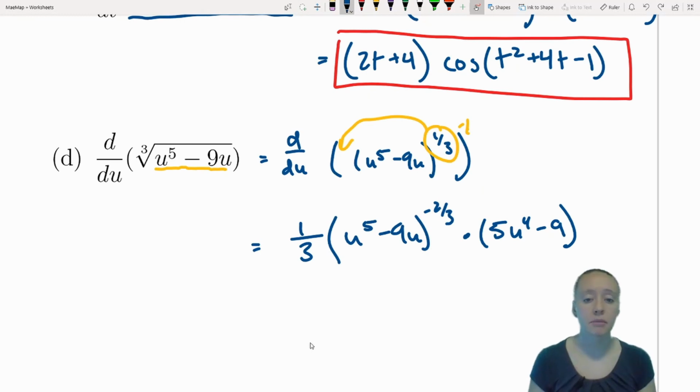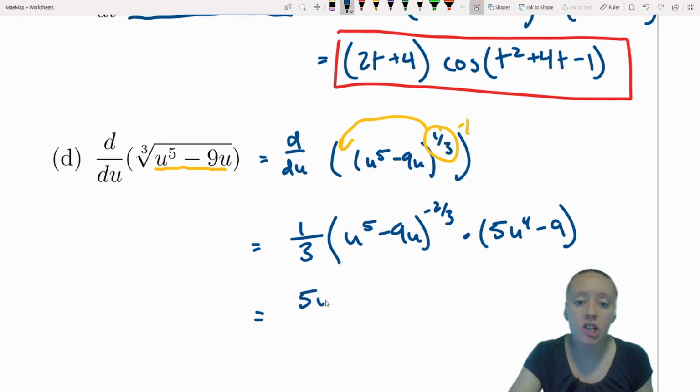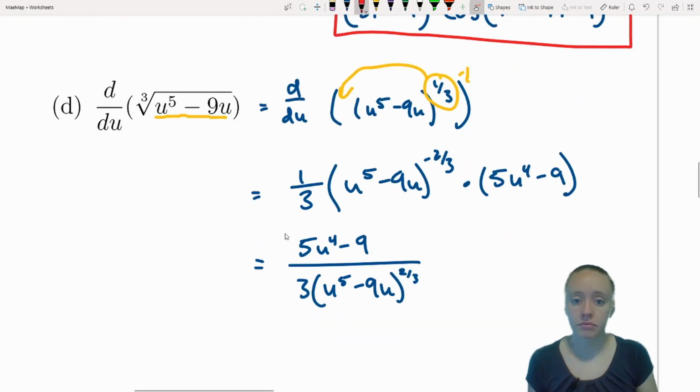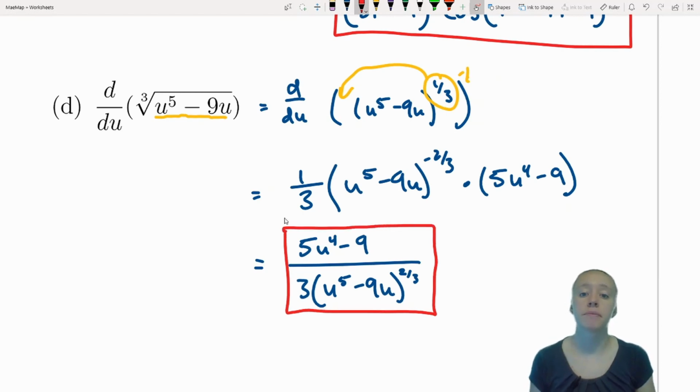So if I wanted to simplify this down and rewrite it, if you guys know me by now, I'm not crazy about negative exponents in my answer, so I like to write them as positive exponents in denominators. So my numerator is going to be 5u to the 4th minus 9 over my denominator of 3 times u to the 5th minus 9u to the positive 2/3. And there we have it. That's my derivative in part D.